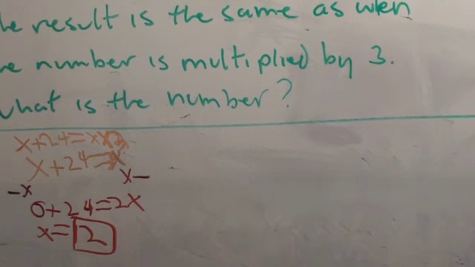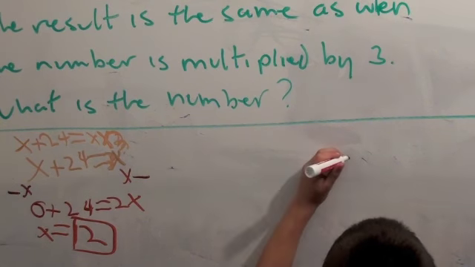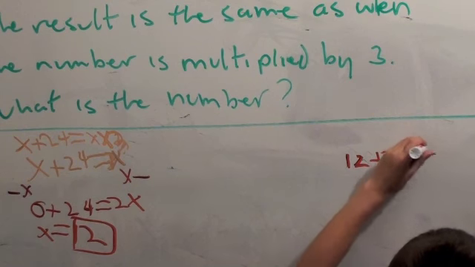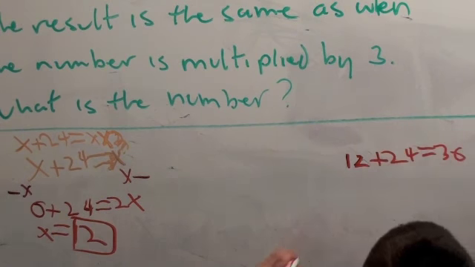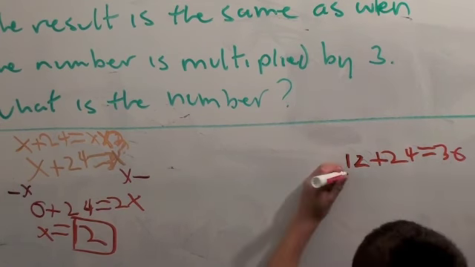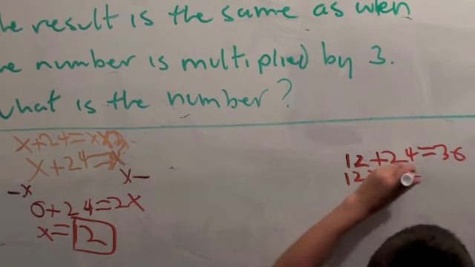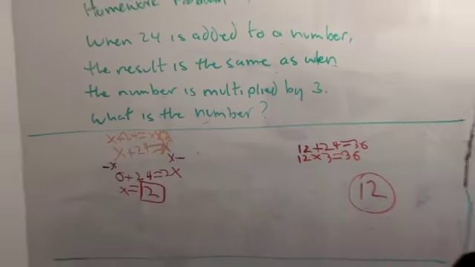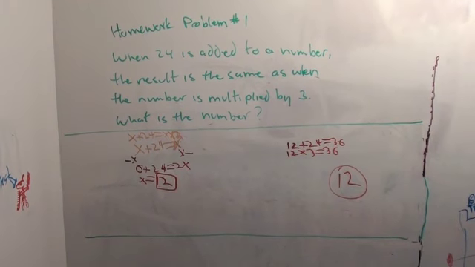Now in the extra space you have over on the right-hand side, why don't you double check that 12 works? So try 12 plus 24. 12 plus 24 equals 36. And what does 12 times 3 equal? 12 times 3 equals 36. Hey, awesome. Not bad. So there's homework problem number 1. Okay. Awesome. Good job. All right, you ready to do homework problem number 2?